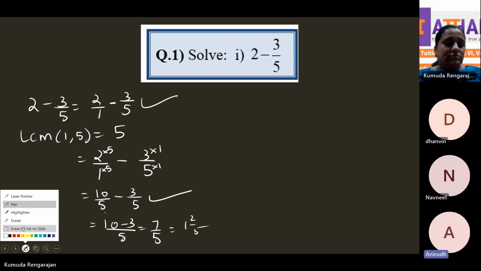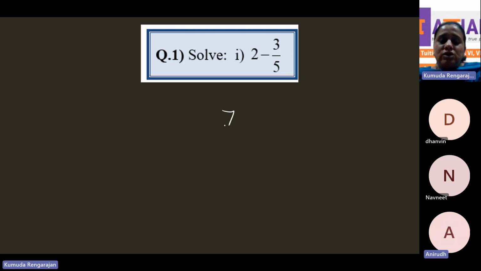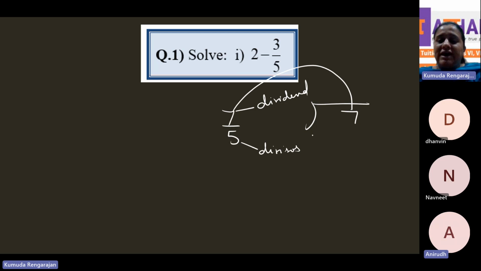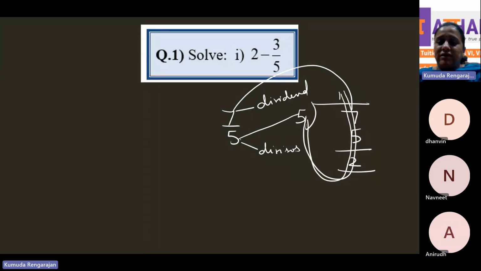Understand, children? Ma'am, can you say how to change them into a mixed fraction? Can you explain that step alone? Yeah, sure. So 7 by 5. The numerator is the dividend. The denominator is the divisor. So this numerator 7 will get inside here, and 5 will come here. 5 ones are 5. 2 is the remainder. Write it like this: 1, 2 by 5. All right?